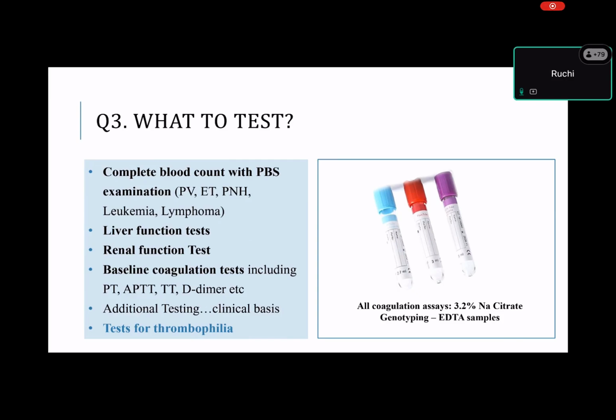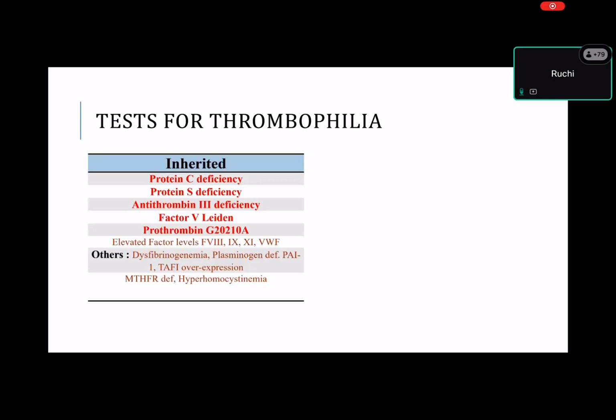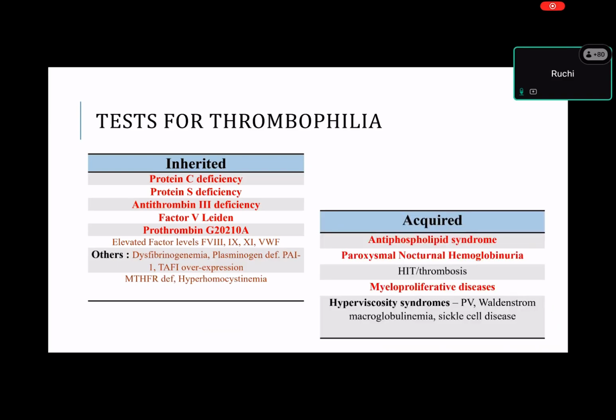So coming back to basic tests for thrombophilia. So जैसे मैंने बताया there are inherited and acquired causes. So protein C, S, antithrombin deficiency, factor V Leiden, prothrombin gene mutation. These are the common things which are tested in a lab normally when you send a patient for hypercoagulable workup. Elevated factor levels कुछ लोग अभी भी भेजते हैं but it is not usually recommended.